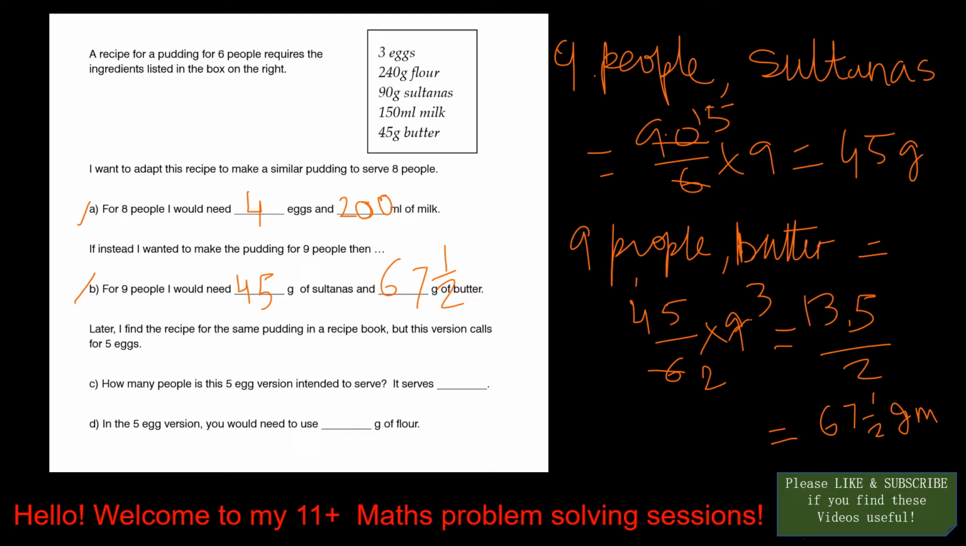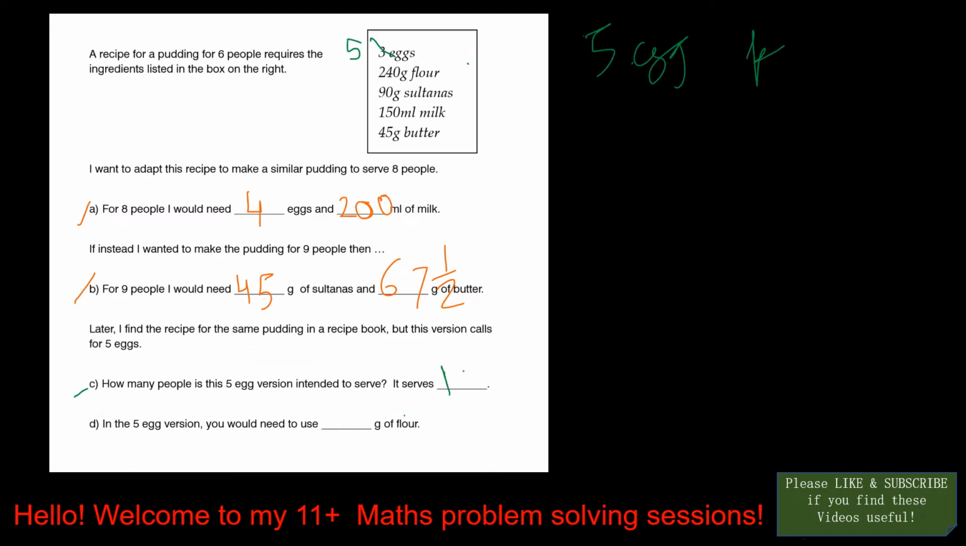Then the question goes on to say, later I find the recipe for the same pudding, but this version calls for 5 eggs. As I said before, we are keeping to the same assumption that only the number of eggs has changed and the other things remain the same. So with 3 eggs you could make a pudding for 6 people.